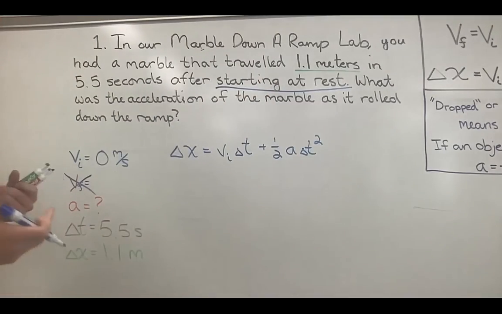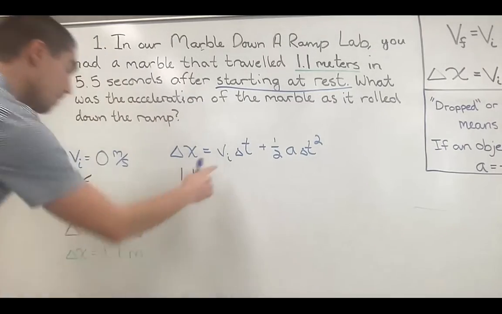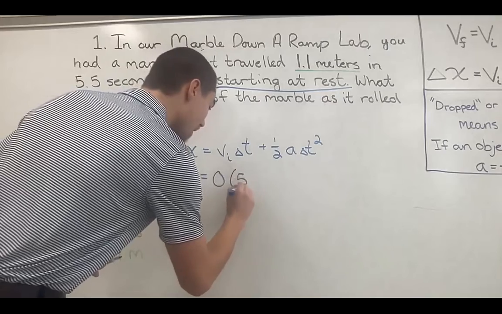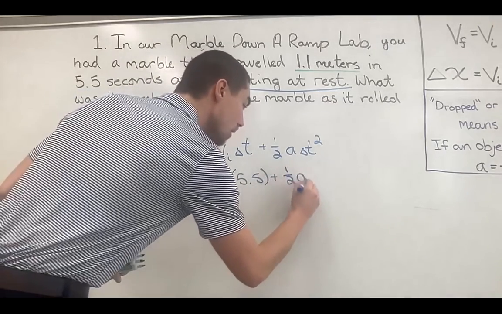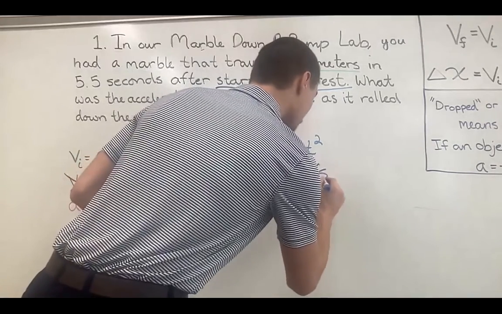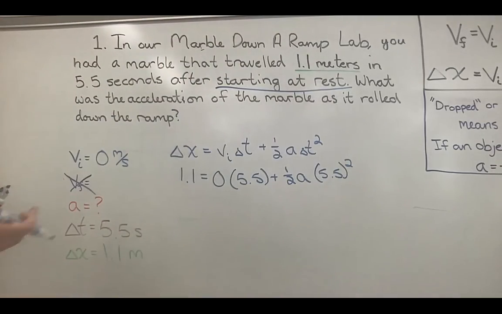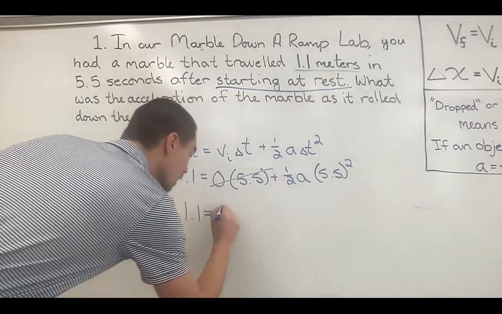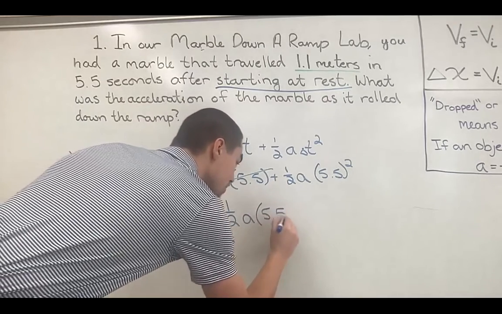And then we're just going to substitute in the values we have. Delta x was 1.1. vi is given as 0. Delta t is 5.5. 1/2. We're still looking for the acceleration. And then our delta t, like we said earlier, was 5.5 squared. And we can do that math. And so this would go away. We would have 1.1 equals 1/2 times a times 5.5 squared.